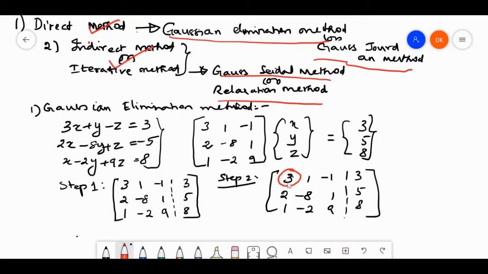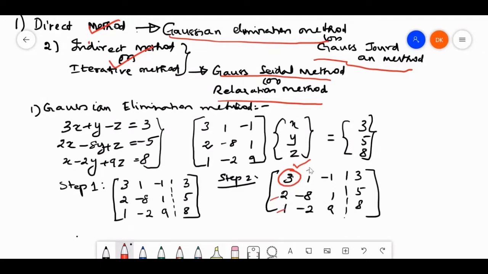You have three rows. Among these three rows, you have to see which particular row has the maximum value in the first column. That row you have to make the first row. Here it is already the maximum value, 3 is the maximum value. The other values, 2 and 1, are smaller when compared with 3.